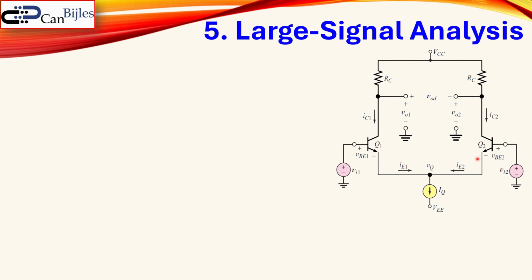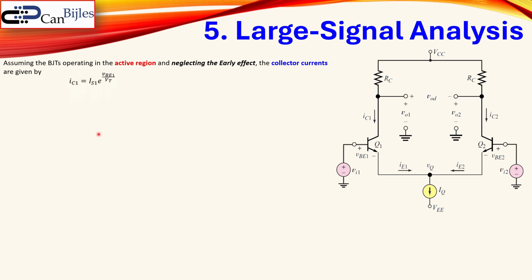Now taking these together, we can look at the large signal analysis. So we assume that the BJTs here are operating in the active region. And for now we will neglect the early effect to ease in, and focus on the general operation of the circuit. So the collector currents are given by the following expression. We know this also from the diode operation. We see here the IC1, which is this collector current, is equal to the saturation current value times e to the power of the base emitter voltage divided by the thermal voltage VT.